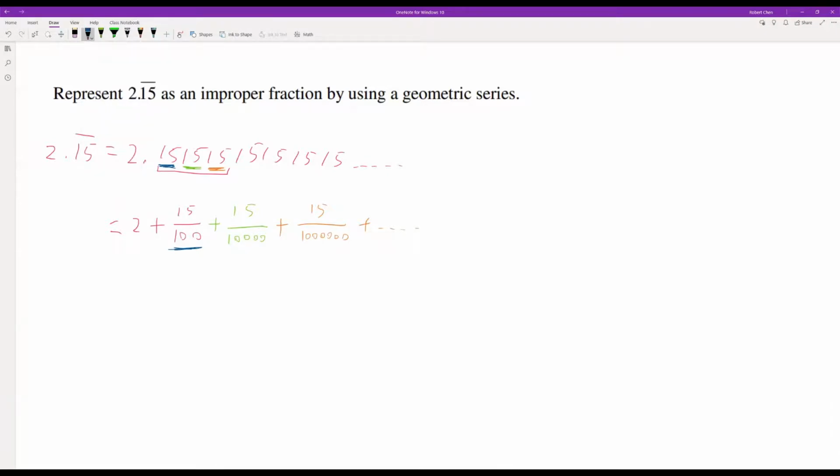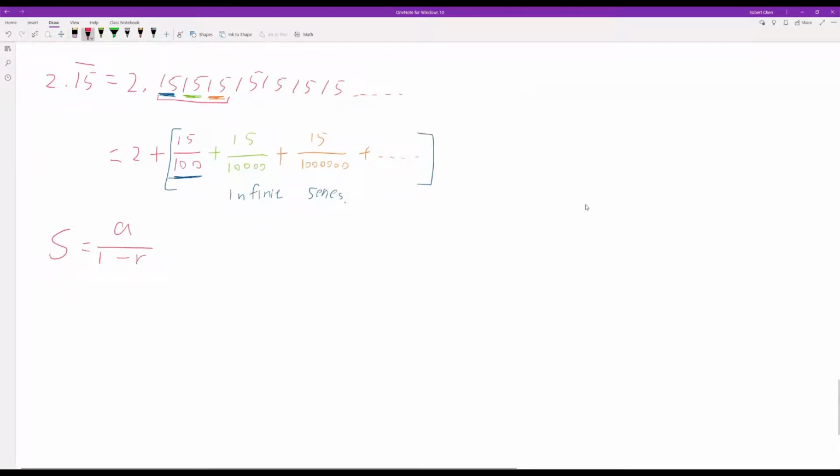So what we're going to focus on is starting from here to infinity. We're looking at this as an infinite series, okay? All right, so let's see if we can come up with the infinite sum of this, right? So again, S is A over 1 minus R. Well, it's very easy to identify our A is 15 over 100.